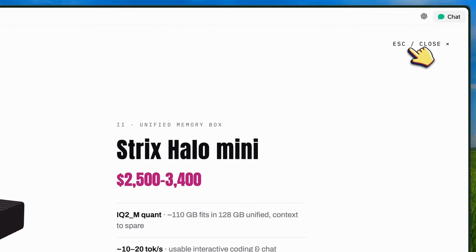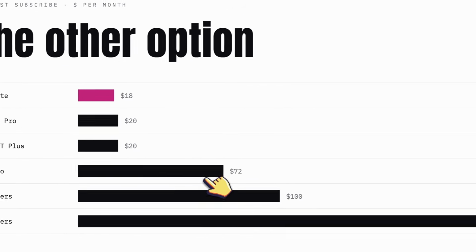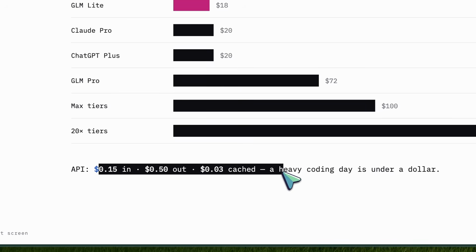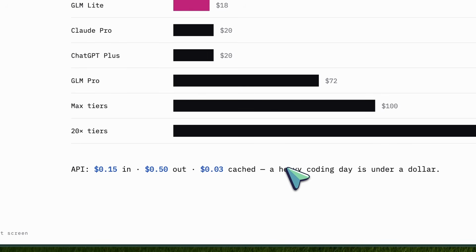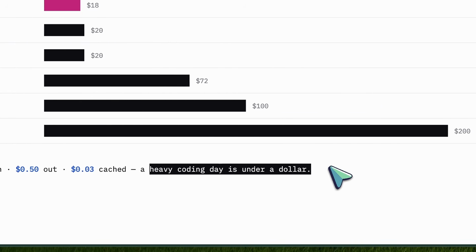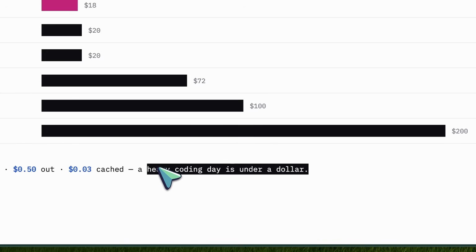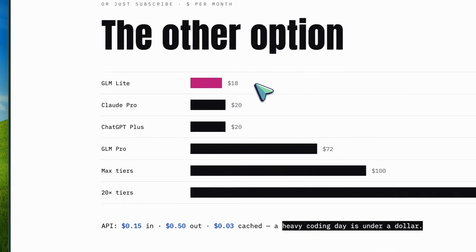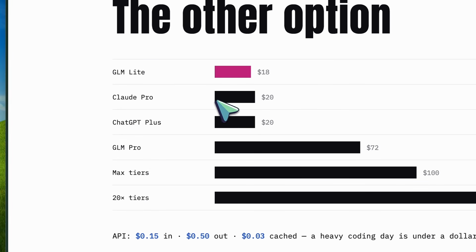Anyway, now let's come to the uncomfortable part of the video. Here's what not running it locally costs. The GLM API is priced at 15 cents per million input tokens, 50 cents per million output tokens, and cached input is just 3 cents. That is absurdly cheap. A heavy day of agentic coding, say 20 million, mostly cached input tokens and a million output tokens, is well under $1. $1 a day for heavy use, pay as you go, no hardware. I mean, their API is just extremely cheap.